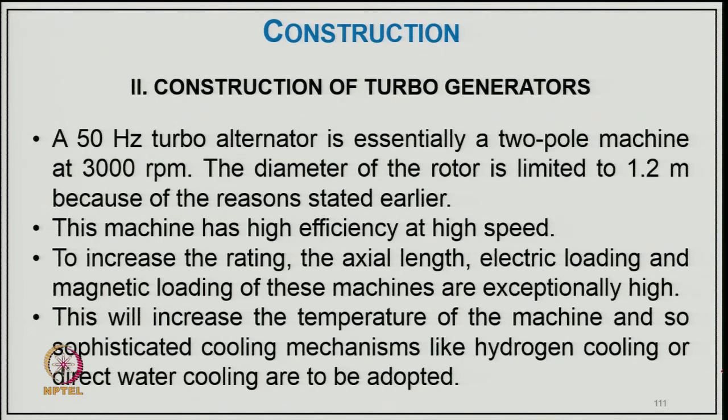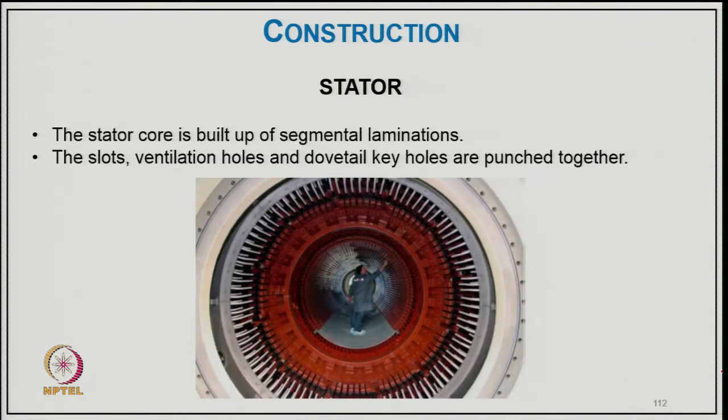Now the construction of the turbo generator, which is also called a steam generator. A 50 Hz turbo alternator is essentially a 2-pole machine at 3000 rpm, and the diameter of the rotor is limited to 1.2 meters because of reasons stated earlier, due to peripheral speed and centrifugal forces, and the machine has a high efficiency at high speed. To increase the rating, the axial length, electrical loading and magnetic loading of these machines are exceptionally high. This will increase the temperature of the machine, so sophisticated cooling mechanisms like hydrogen cooling or direct water cooling are to be adopted.